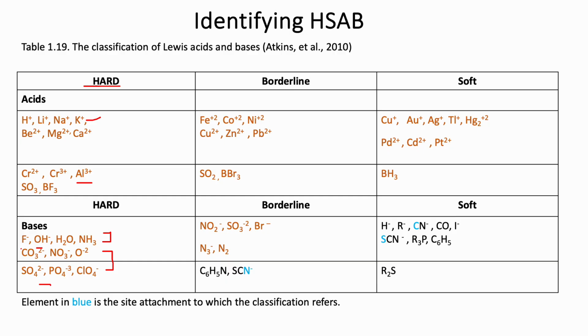Now for your soft acids, you have your copper, gold, silver, mercury. Remember, this one is your mercury. The most stable form of your mercury is Hg2 2+, right? So try to memorize this one.